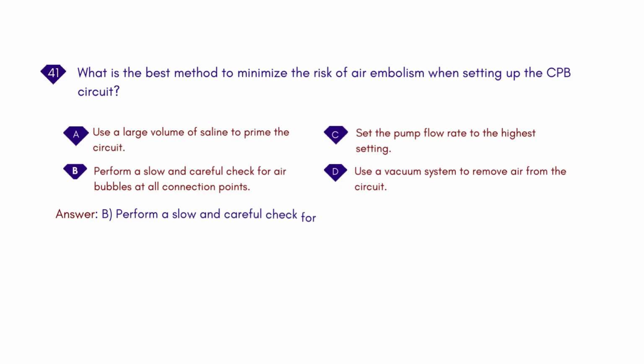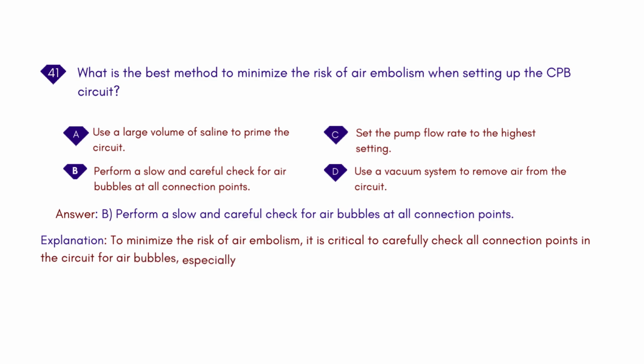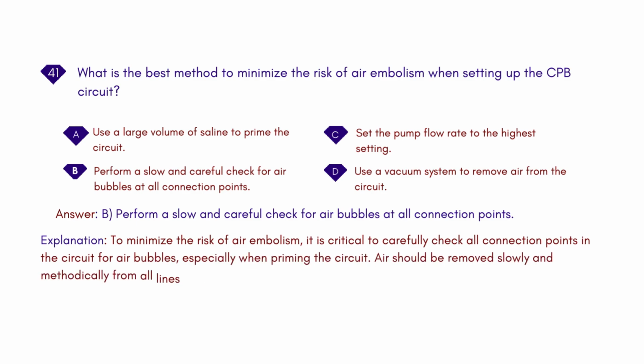Answer: B. Perform a slow and careful check for air bubbles at all connection points. Explanation: to minimize the risk of air embolism, it is critical to carefully check all connection points in the circuit for air bubbles, especially when priming the circuit. Air should be removed slowly and methodically from all lines and reservoirs.